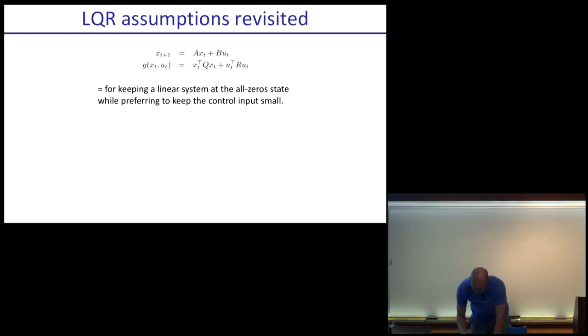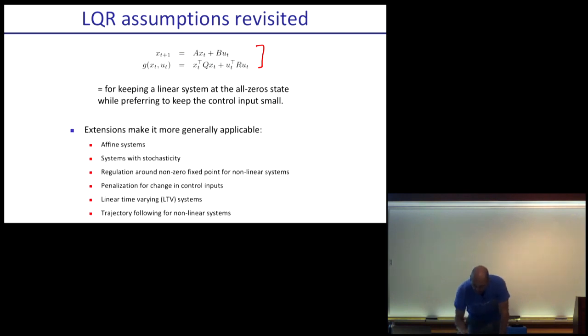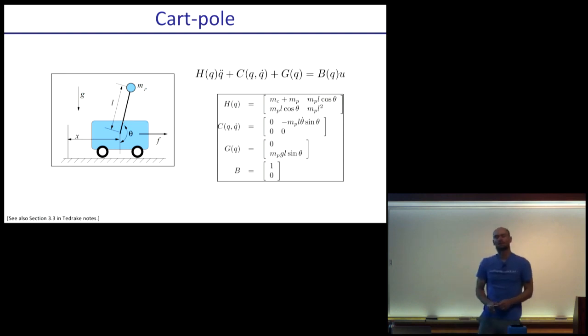Now, there were a lot of assumptions here: linear system, quadratic cost. But then we saw that we can relax these assumptions quite a bit by using this as the building block to solve more complicated problems that are affine, have stochasticity, might be nonlinear. We might want to penalize for changing control inputs, could be time varying, and then could be trajectory following and even full optimization for nonlinear systems. And then we saw at the very end one example, cart pole. And I want to revisit that example now.